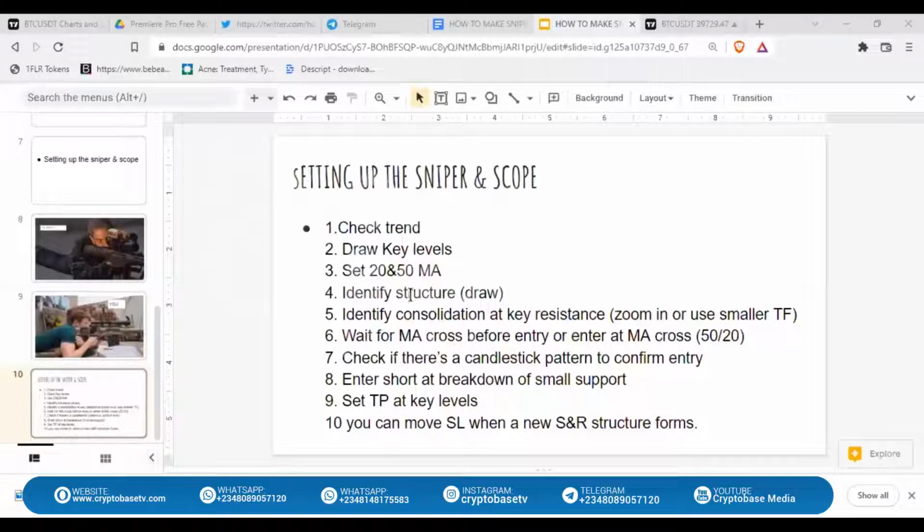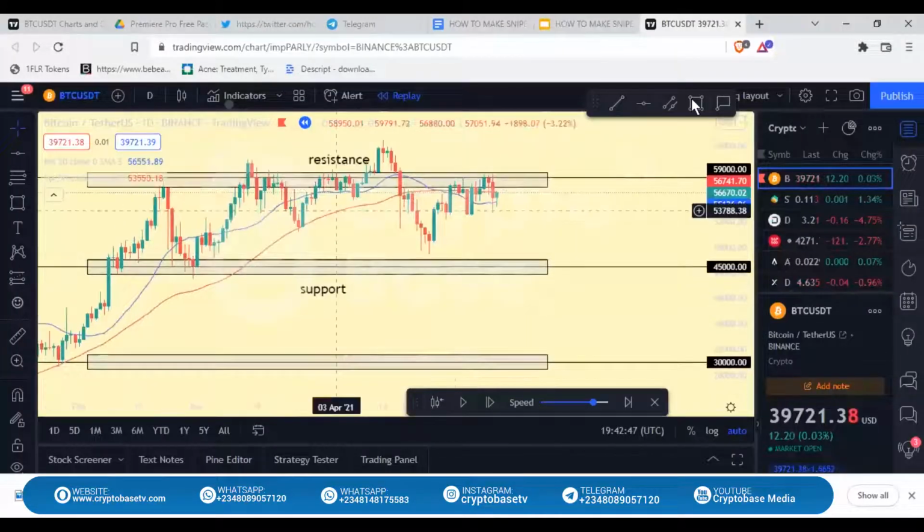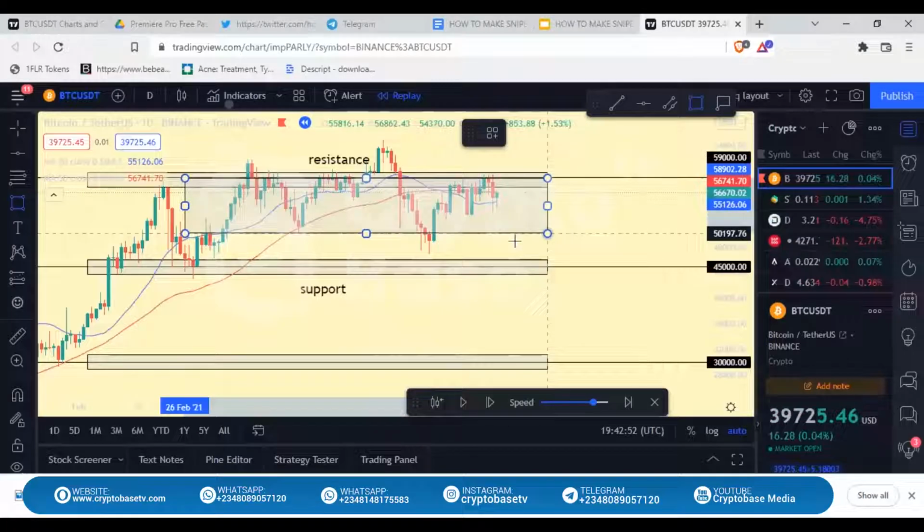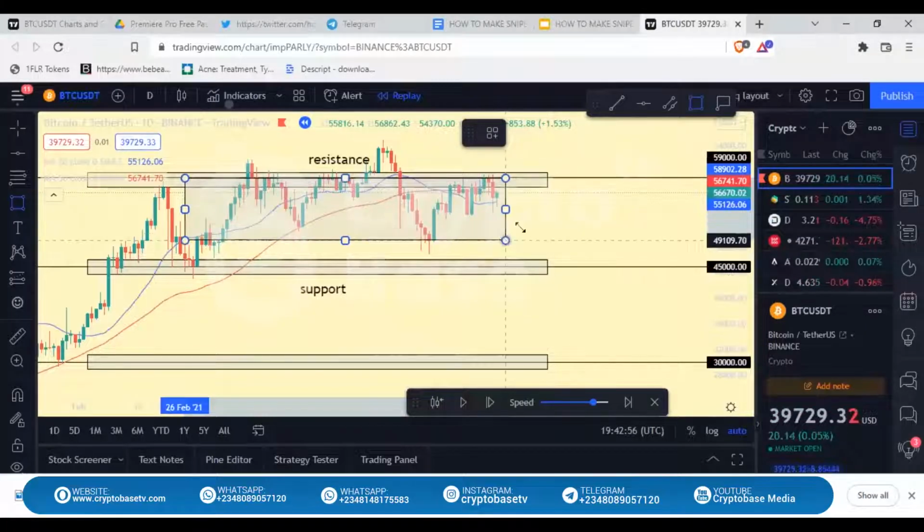Now, after we've set our 20 and 50-day moving average, we're going to identify structures and then draw them. Right now, let me just do the work of drawing this structure that looks like it is consolidating already.